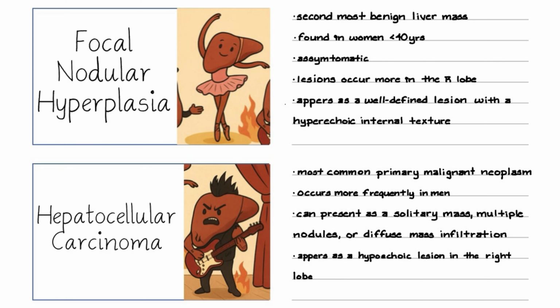And I typically think of them wearing very dark clothing, so that's why that reminds me that they appear as a hypoechoic lesion in the right lobe.